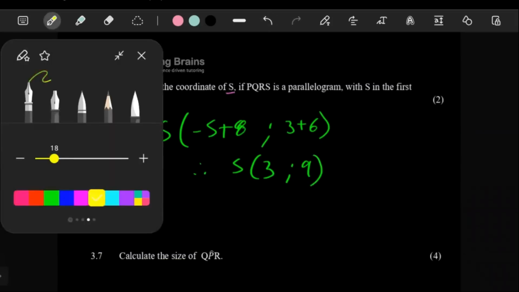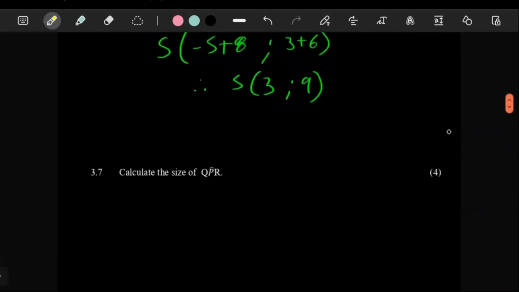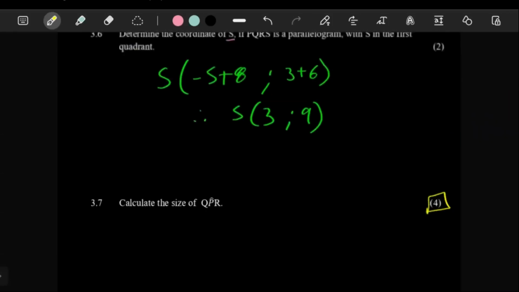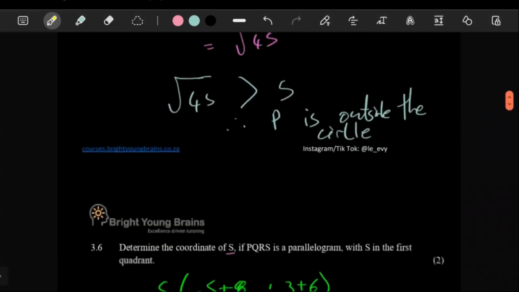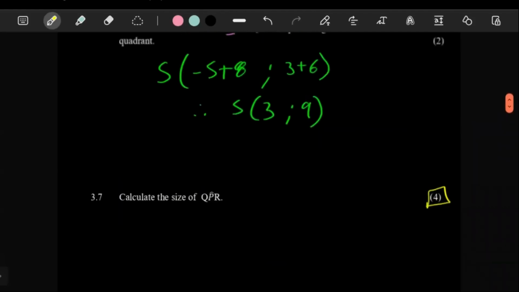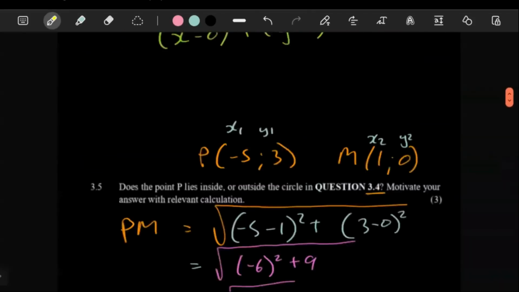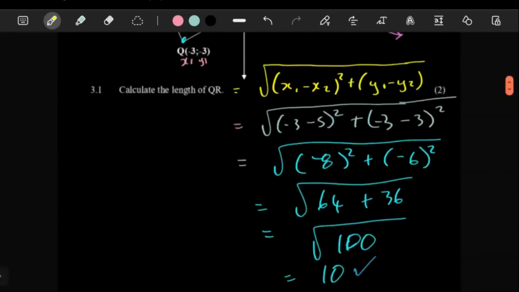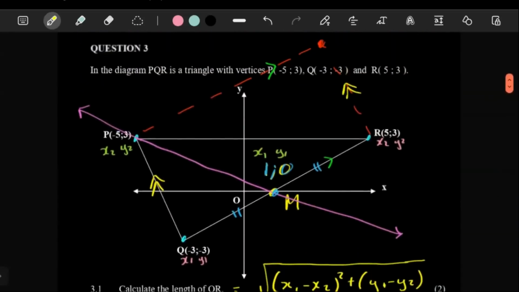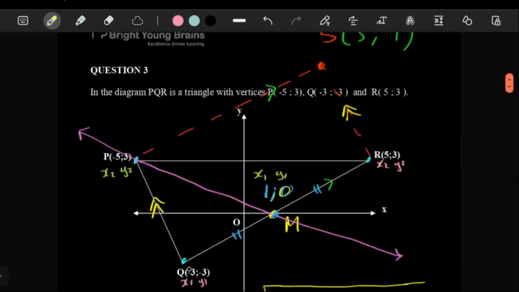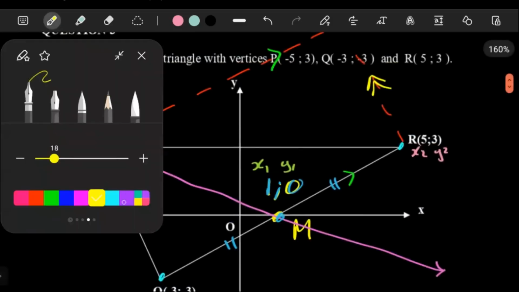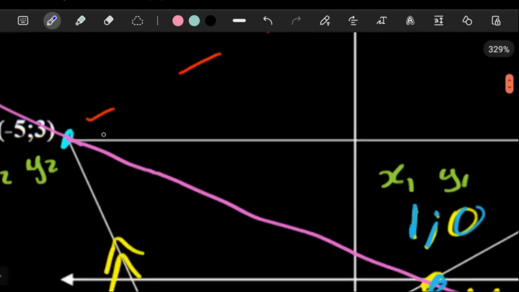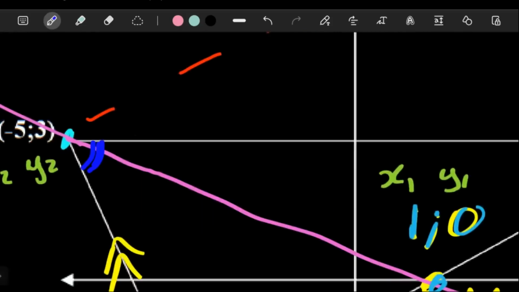So with everything here being said, we need to calculate the size of QPR for 4 marks. So we're not done though. Oh no, we are done. We are moving on here. QPR, where's QPR now? Q is here, and then there's P, and there's R. So we need to calculate this angle, this one here.